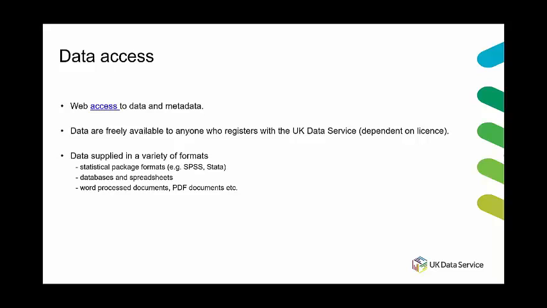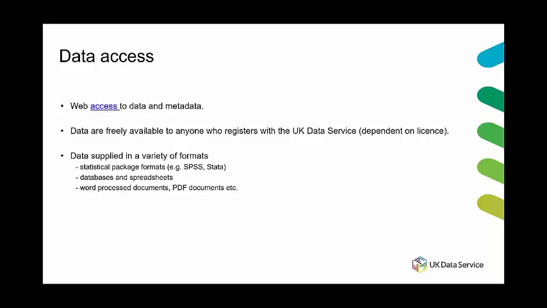So for example, you can have open data, which is freely accessible to anyone, but we also hold safeguarded data, which will require you to register. And then we also hold data under more restricted conditions. Any conditions for a data set will be listed on the catalog record, but basically, if you're using the data for non-commercial purposes, the data are free to use once you register with us.